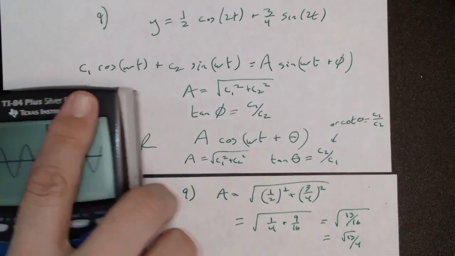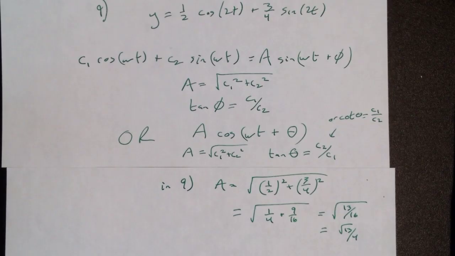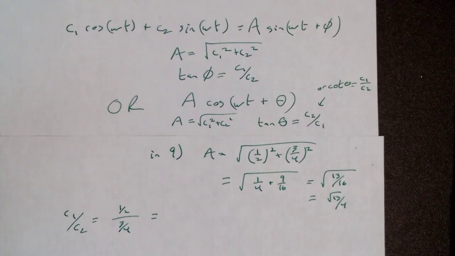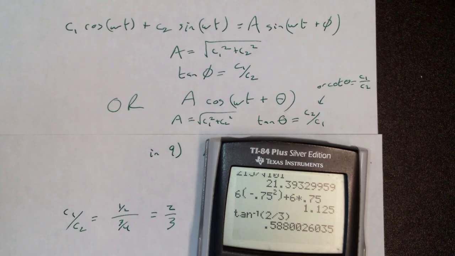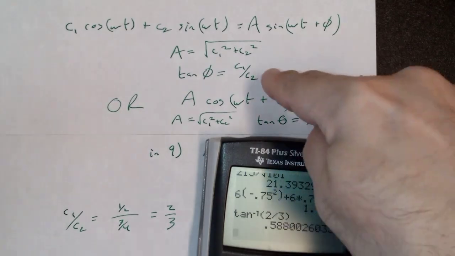So C1 over C2 is 1/2 over 3/4, which is 2/3. So what you need is an angle either whose tangent is 2/3 or whose tangent is 3/2, and then I can get it with my inverse tangent button. Tangent inverse of 2/3 is a disgusting angle. Call it 0.588. If I'm using the tangent, I'm using sine.